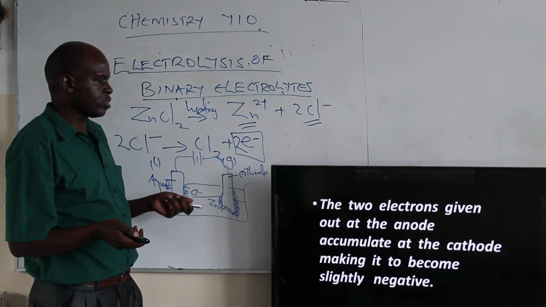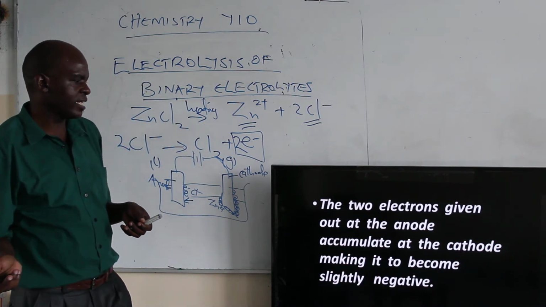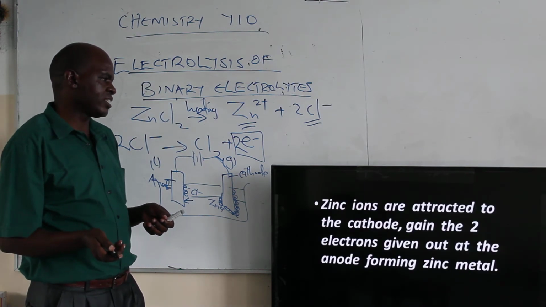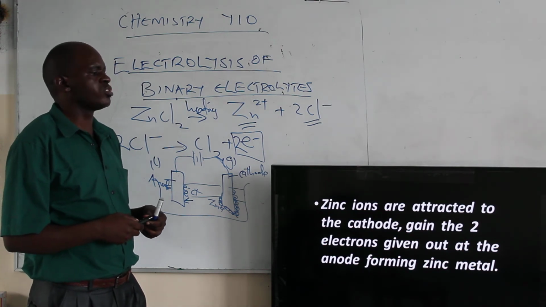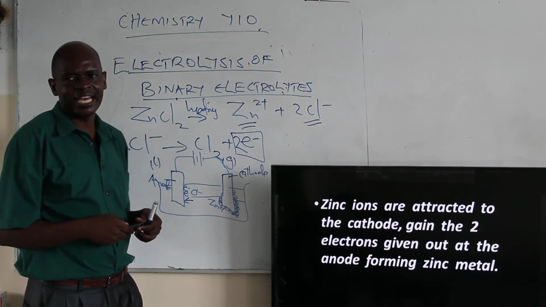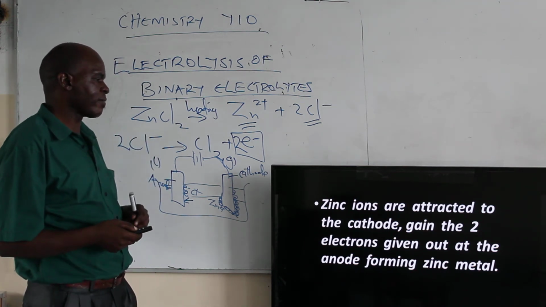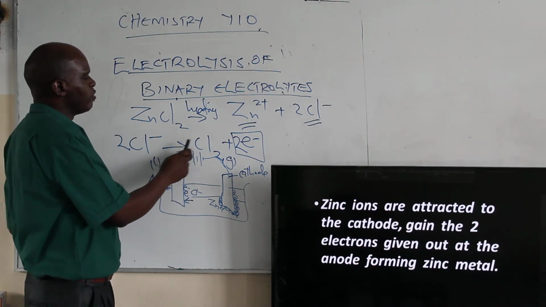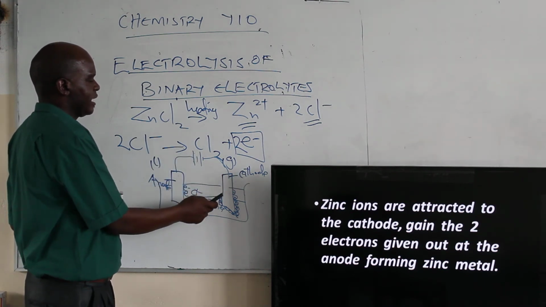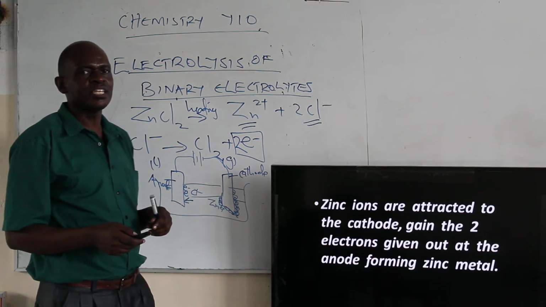So the 2 electrons given out at the anode accumulate at the cathode, making it become slightly negative, and then the zinc ions are attracted to the cathode. They gain the 2 electrons given out at the anode, forming the zinc metal. That's what we have just been explaining here: once the chloride ions give out electrons, they move, accumulate around the cathode, and the zinc ions gain the 2 electrons, forming the zinc metal.